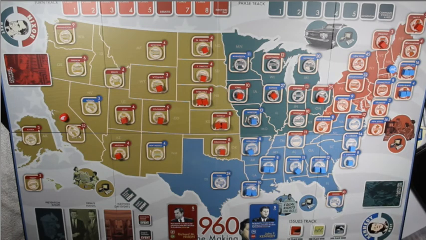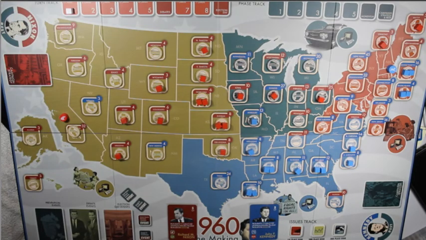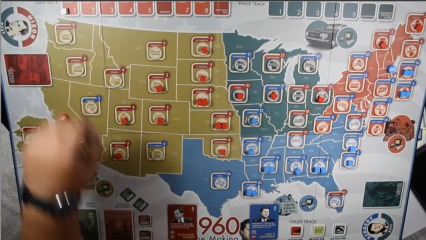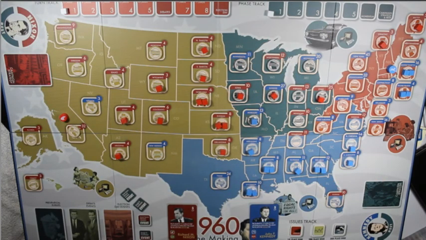Anyway, boom. Next, you're going to place the turn track and the phase track markers on the first spaces of the turn track. Turn 1. Now, put it there so you can see it. And phase 1. So that way you can keep track of that.